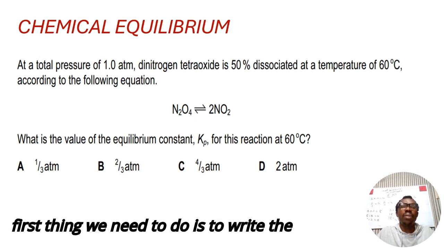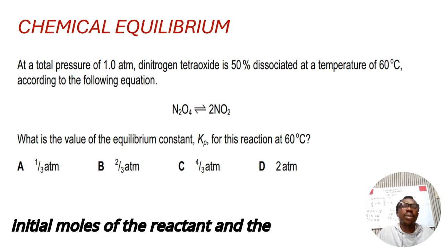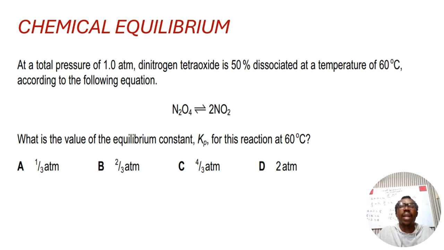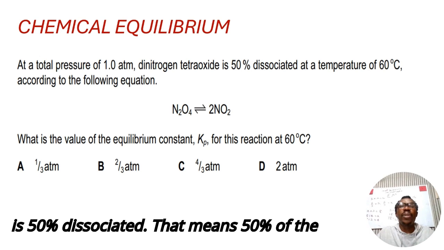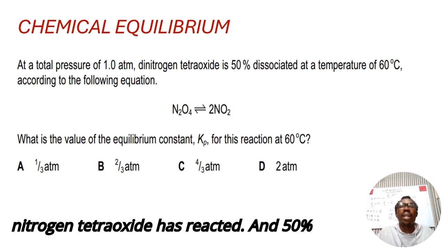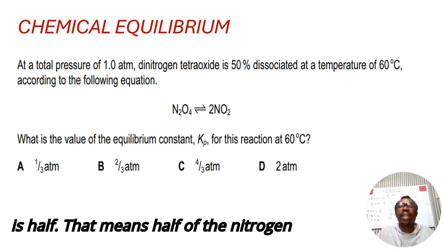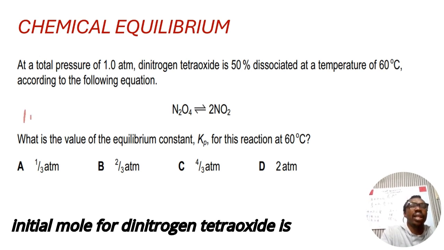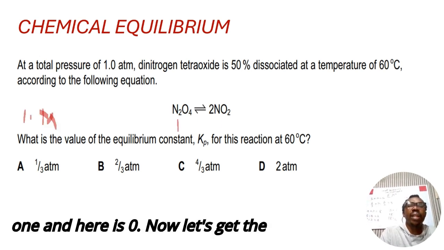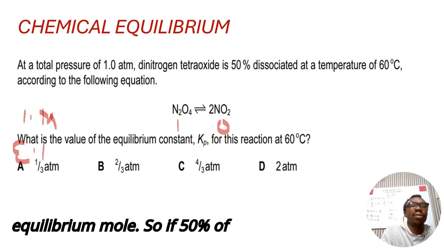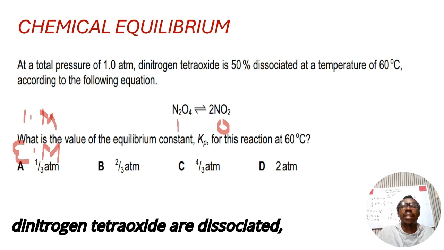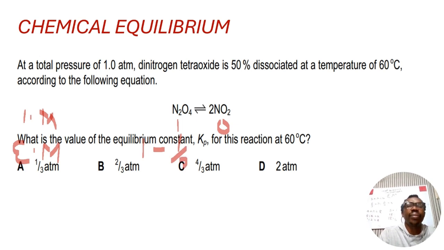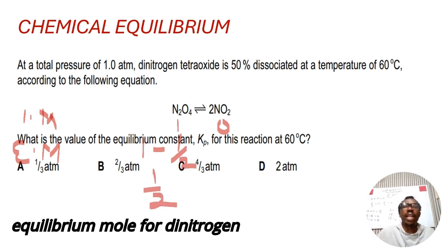So the first thing we need to do is to write the initial moles of the reactant and the product. From the question, we are given that 50% of dinitrogen tetroxide has dissociated. That means 50% of dinitrogen tetroxide has reacted, and 50% is half. So initial mole for dinitrogen tetroxide is 1, and here is 0. Now let's get the equilibrium mole. If 50% of dinitrogen tetroxide is dissociated, which is half, what will be left at equilibrium is 1 minus half, which is equal to half. That is the equilibrium mole for dinitrogen tetroxide.